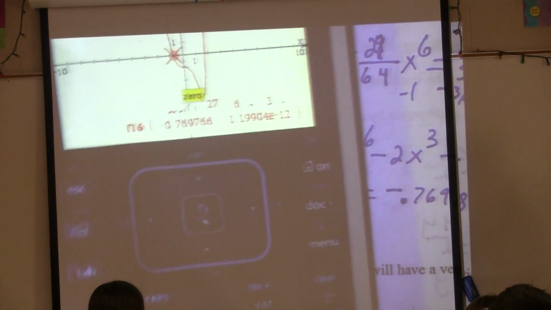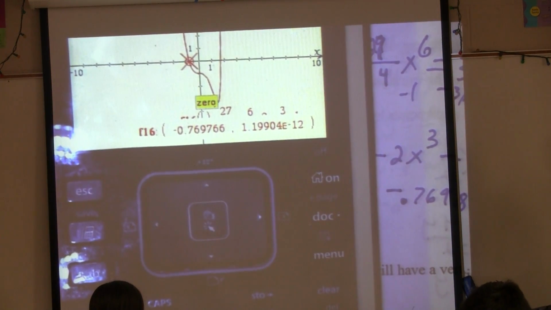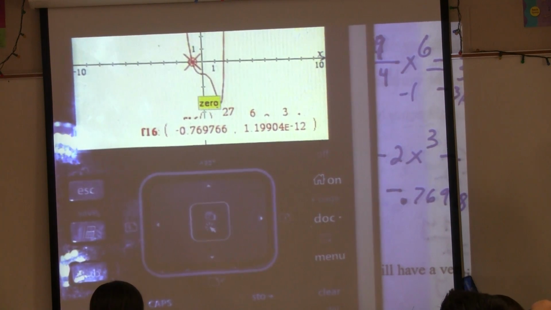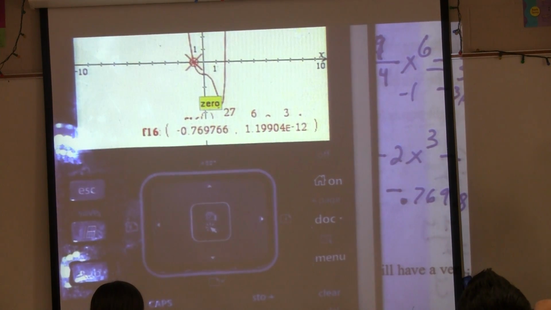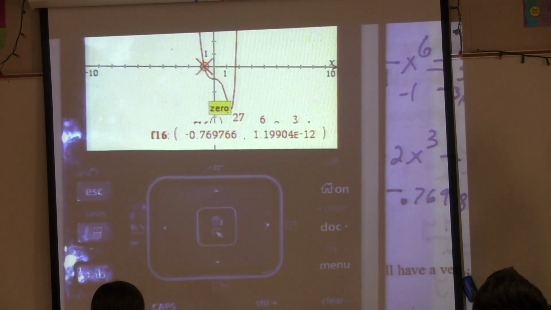Some of you are not doing that. I'm going to start marking them wrong, okay? What if you would have changed it to 770? If you would have put 770, then that would have been okay. Would that have been correct? 770?